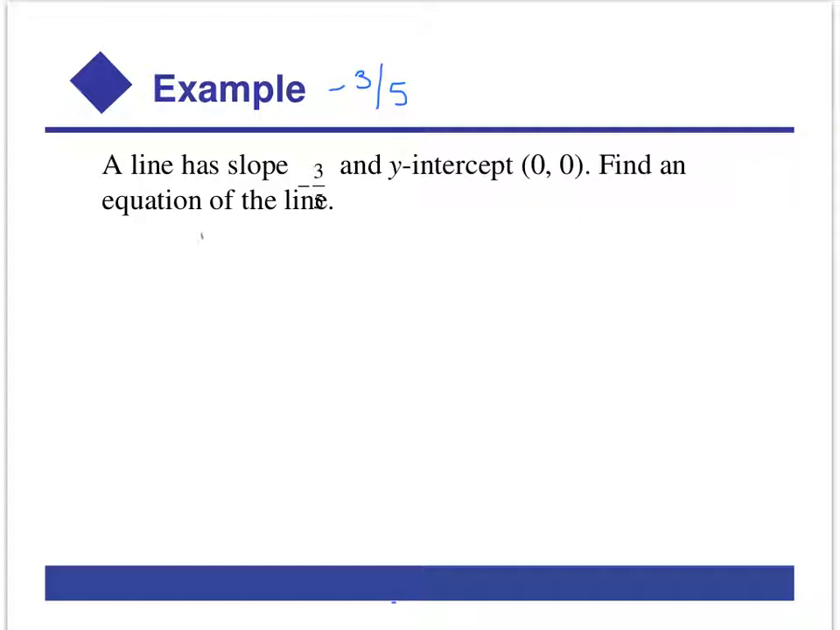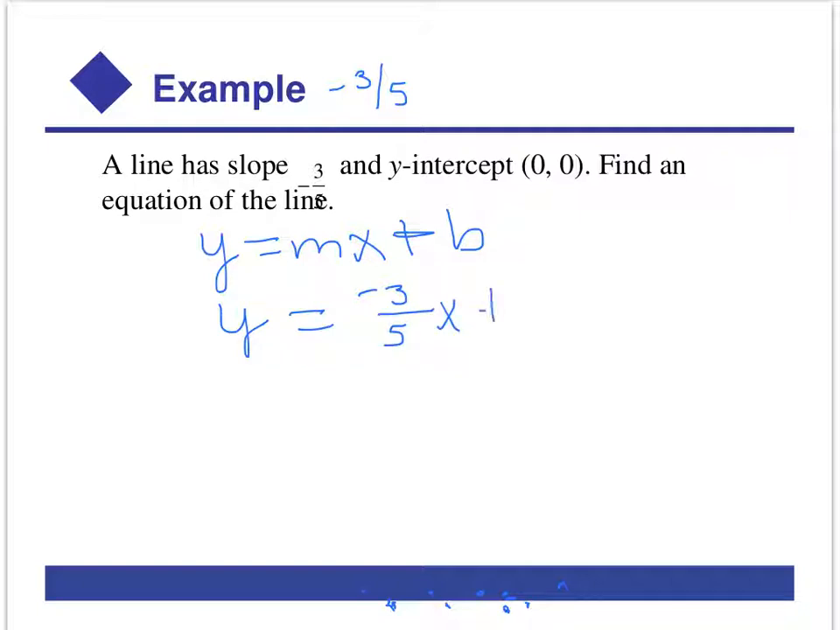So y equals mx plus b. Sorry about that. Let's see if I can make this write a little bit better. So we're going to plug everything in. Our slope was negative 3/5 x plus 0. So our equation of a line is y equals negative 3/5 x.